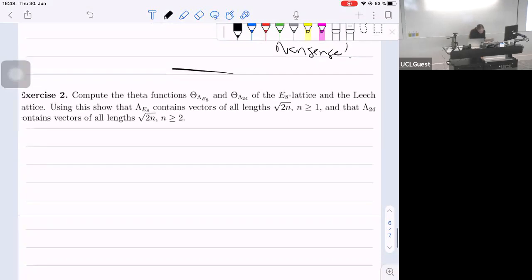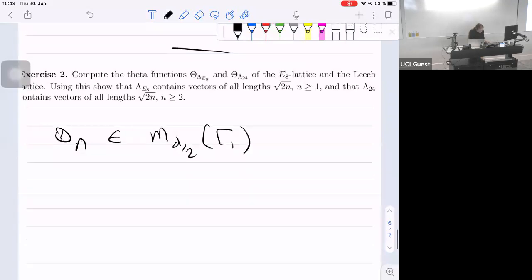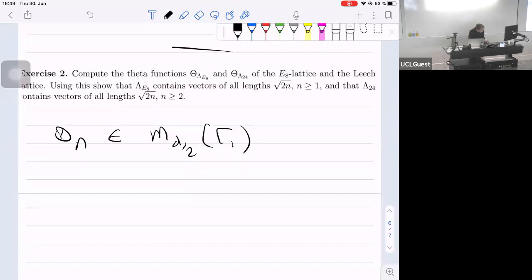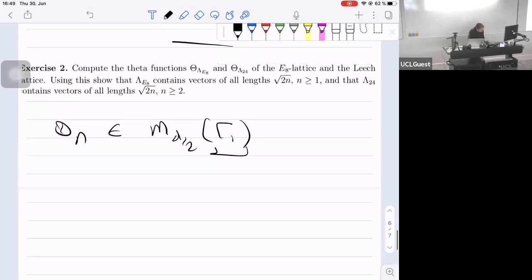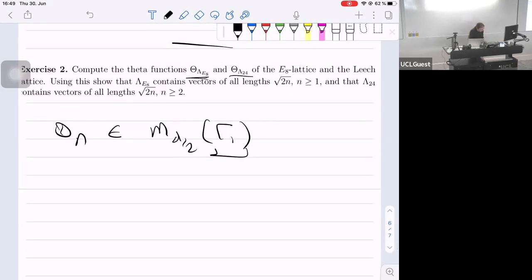From Daniel's lecture yesterday, we know that the theta function for some even unimodular lattice of dimension d is going to be a modular form of weight d over 2 for gamma 1. And we know how to write elements of this as polynomials in E4 and E6. So we can just try to write an expression for these two theta functions in terms of that and extract some properties of the coefficients from that.